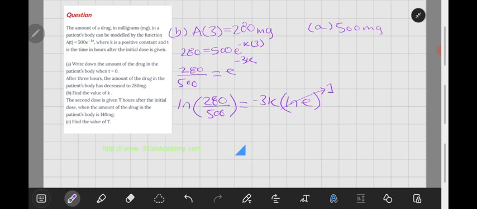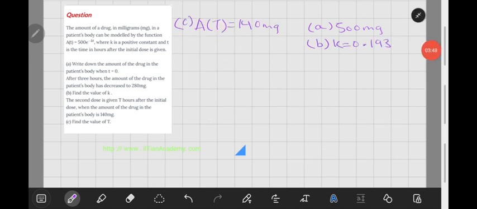Then we can simply evaluate for k by taking the ln of 280 divided by 500 and further dividing by negative 3. And if you evaluate this in your calculator, you should find that your answer, rounded, will come to 0.193. Okay, and that's your answer for question B.